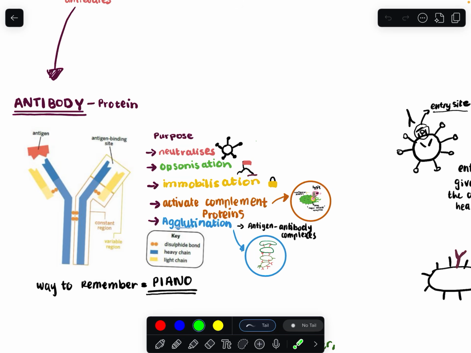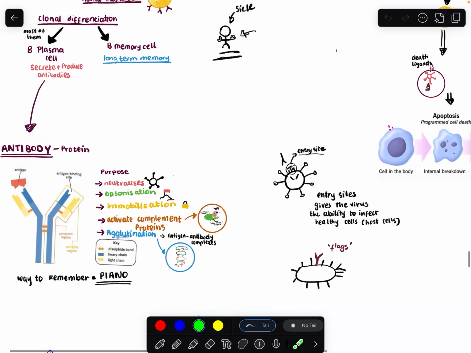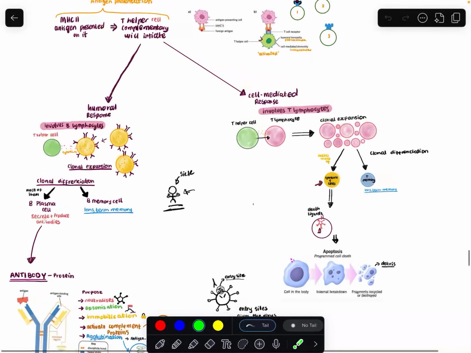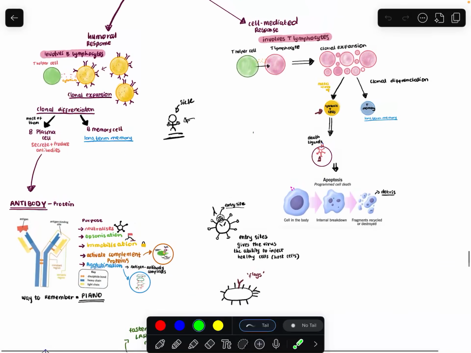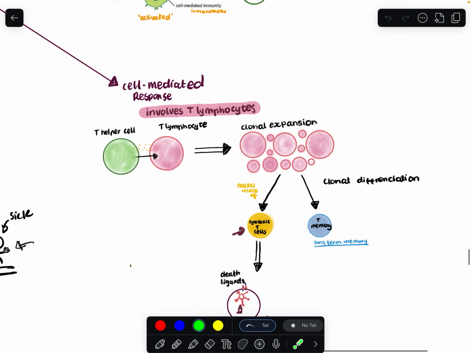Now, the way to remember it is to think of piano. P is for activating a specific protein, so antibodies activate complement proteins. I is immobilization, A is agglutination, N is neutralization, and O is opsonization. So that's the humoral response. Now let's look at the cell-mediated response.